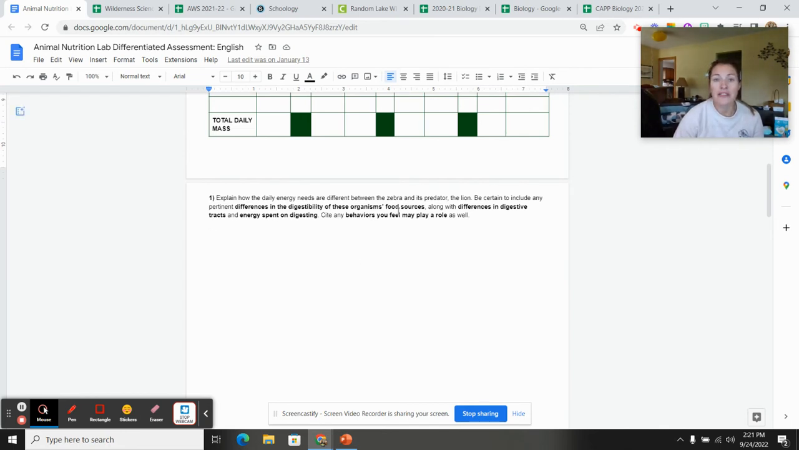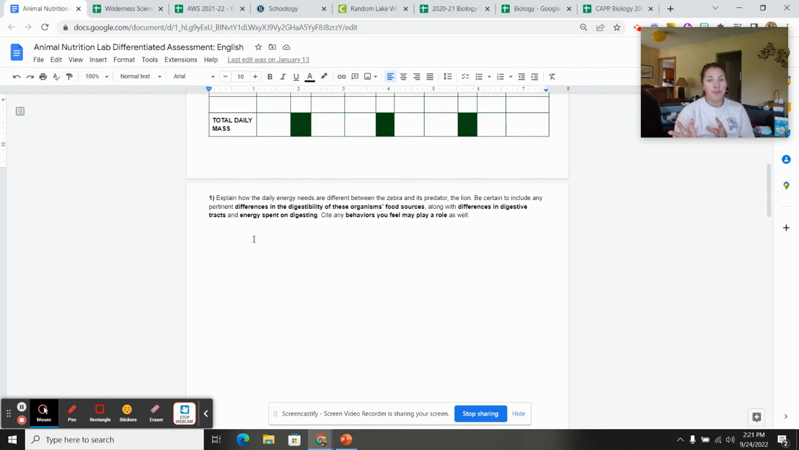Explain how the daily energy needs are different between a zebra and its predator, the lion. So, what are the differences in digestibility between what a zebra eats and what a lion eats? Is grass more digestible? Is meat more digestible? How do you know that? Cite the cecum and different things like that. So, differences in digestive tracts. Energy spent on digesting. Which one takes more energy to break down? Is it going to be meat and fat, or is it going to be like veggie stuff? Which one takes more energy?